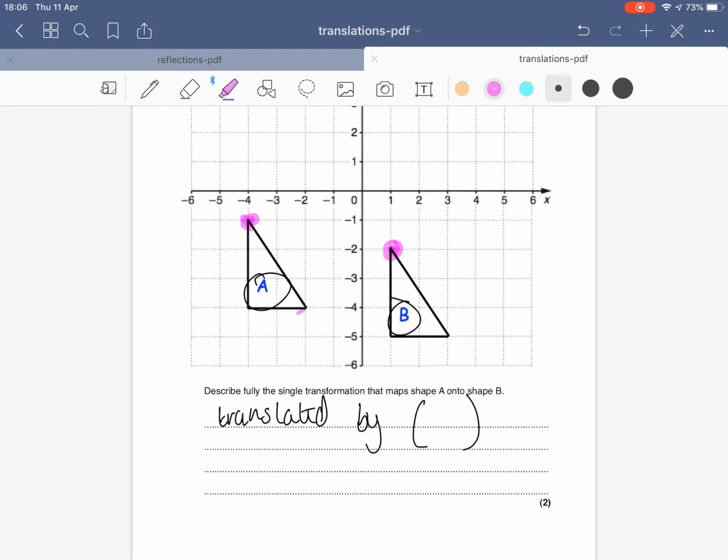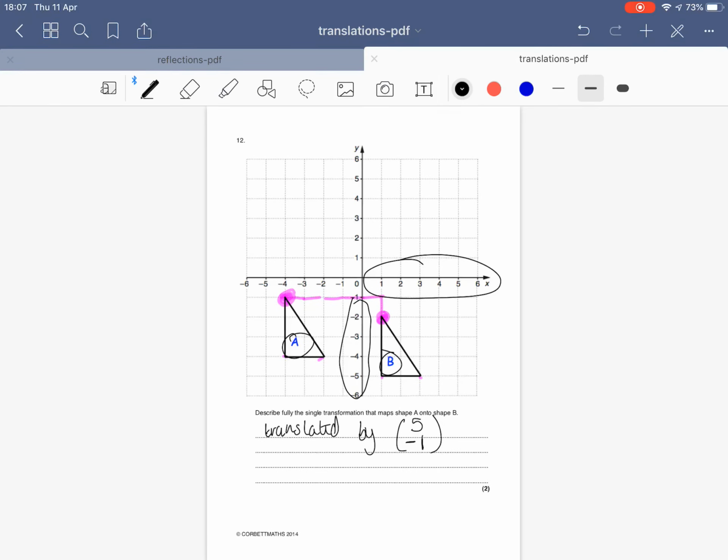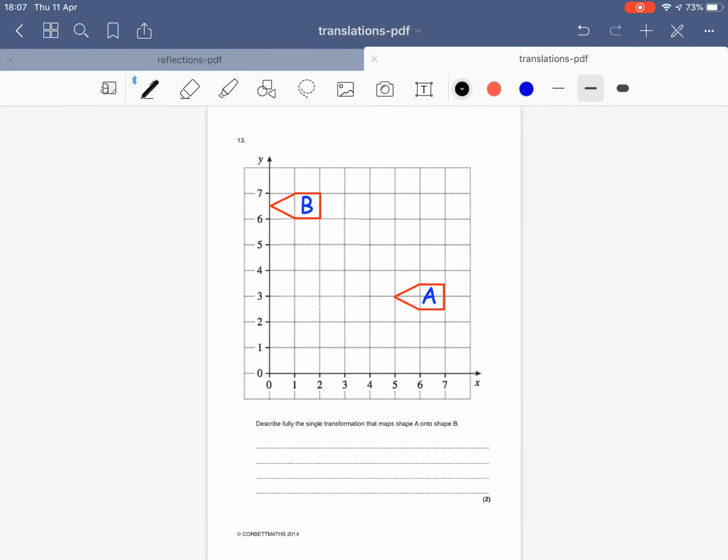Okay, so as long as it's this one and this one, or this one and this one, but I'm going for the top 2, okay? So it doesn't matter which one, it'll give you some answer. So this one is going to go right by 1, 2, 3, 4, 5. Now I know right is positive, because the right numbers are over here positive. So it's going right by 5. Then it's going down by 1. So I know the down numbers are negative, because the ones down here are negative. So it's -1. So we get our 1 mark for saying translated, another mark for saying that it's been the vector 5, -1.